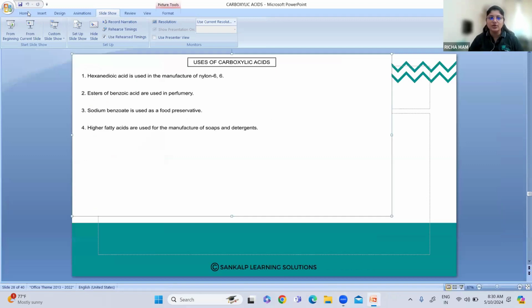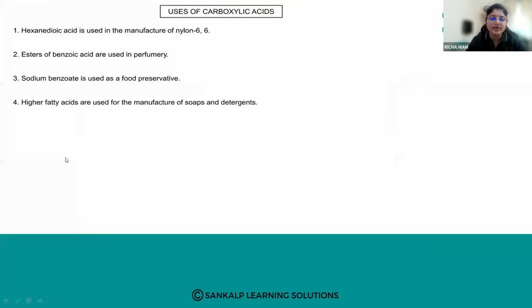Not only this particular chapter, you have to practice from haloalkanes, haloarenes, alcohols, phenols and ethers, then aldehydes, ketones and carboxylic acids. These three we have completed, so you have to practice from all of them. But first complete this chapter, and after finishing it you can go for the other chapters.